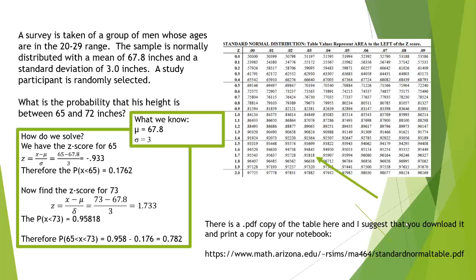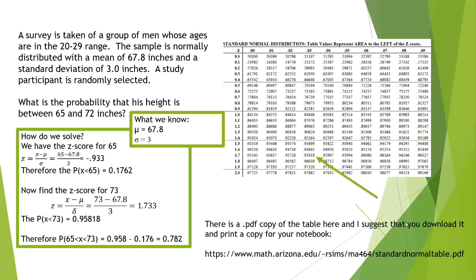So now we go to the standard normal table and we look for the positive columns on z, and we find 1.7 up there. And then we move across to 3. So 1.73 is 0.95818. And once again, our actual value is going to be a little bit to the right of that. So when we use Excel, we're going to get a slightly different number. So the probability that x is less than 73 would be 0.95818. And therefore, the probability that this person's height is in between those two is simply the difference. 0.958 minus 0.176, or 0.782.